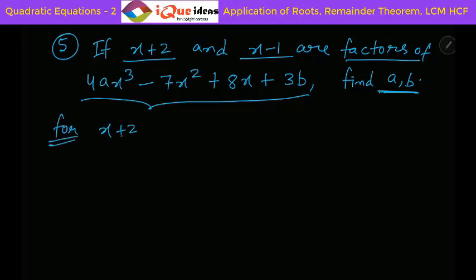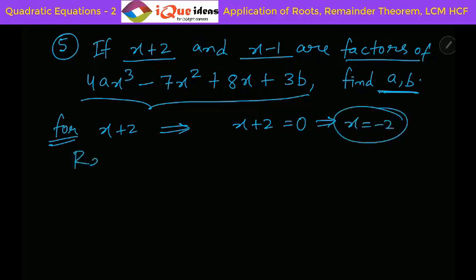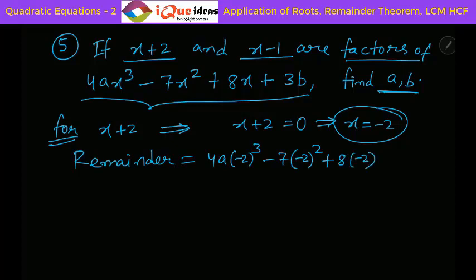For x plus 2, to find the remainder, what we need to do is take x plus 2 equal to 0. So this will give us x equal to minus 2. Put x equal to minus 2 in the given expression. So the required remainder will be equal to 4a into minus 2 cube minus 7 into minus 2 square plus 8 into minus 2 plus 3b, and the remainder should be equal to 0 because x plus 2 is a factor.